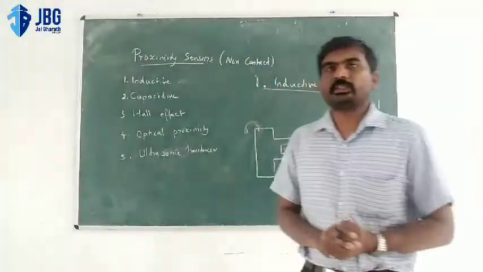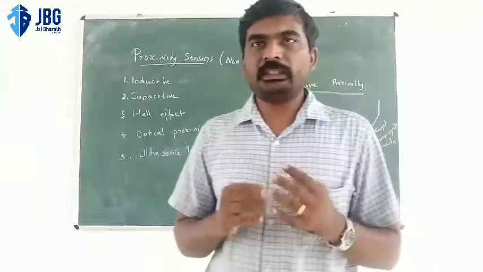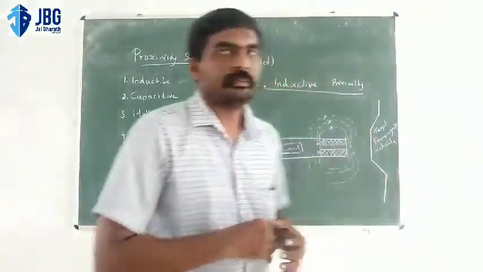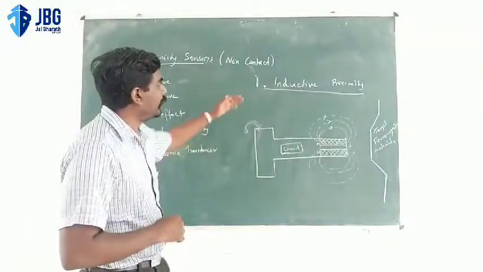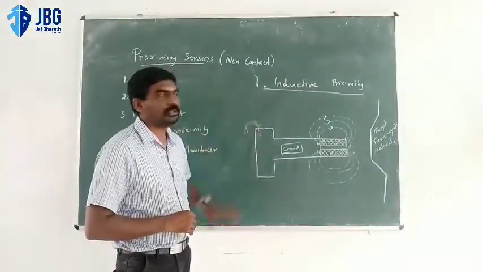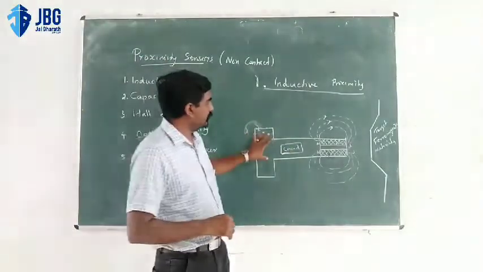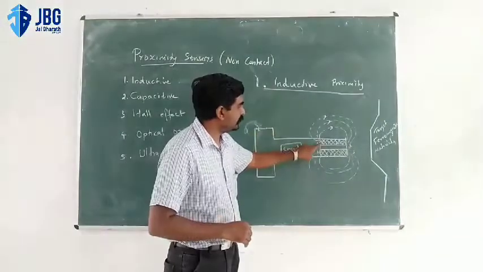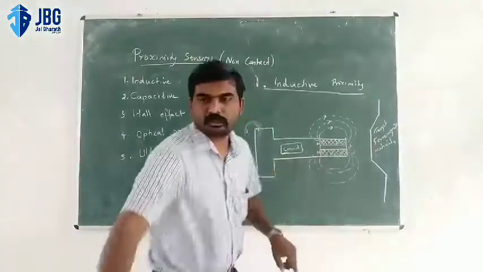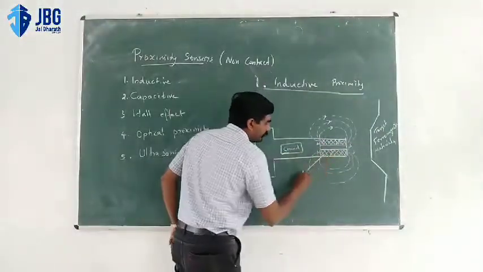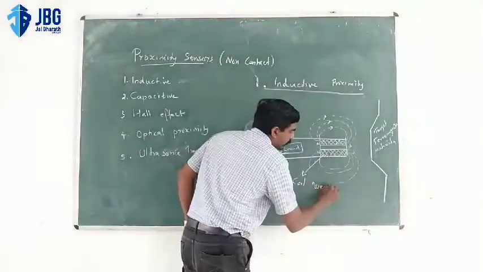In the first case, we call it the inductive proximity sensor. Let's see the diagram for an inductive proximity sensor. In this assembly, we can find a mechanism with these 2 sections, which are called coil assemblies.